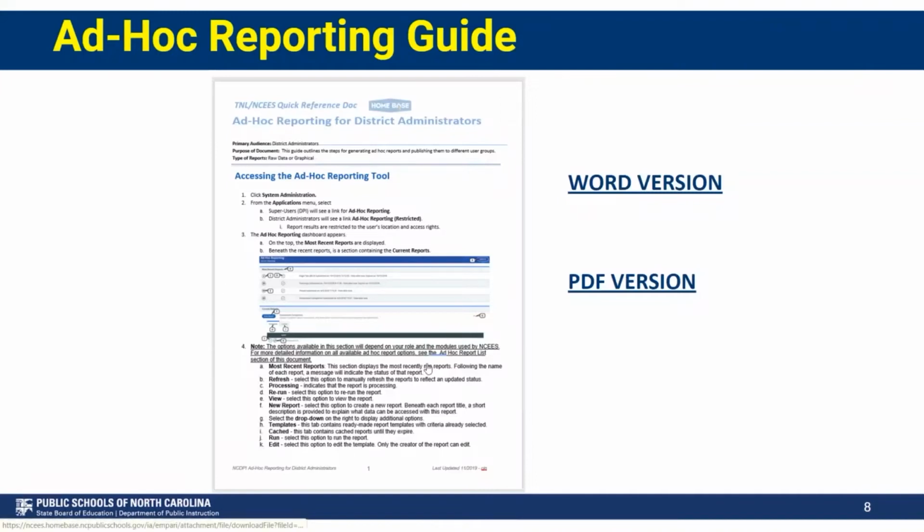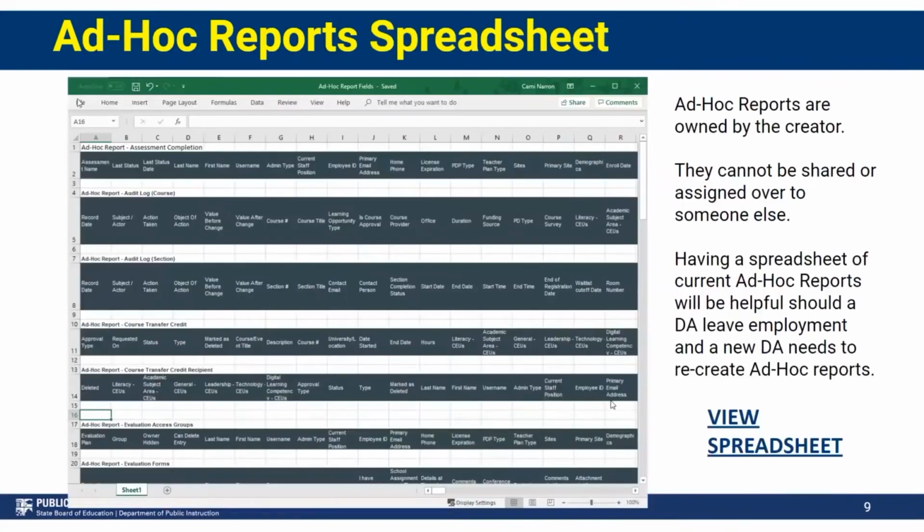On your slide, I've put your help guide. This is also under the help guides tab in NCEES, under the reporting container, the ad hoc reporting container. I did want to show you this. If you have people that are dedicated to doing reports, and they're going to be building out ad hoc reports for your schools, for your district, those reports are owned by the creator. They cannot be shared to someone else or assigned over to anyone else. So if that person is leaving, you're going to need a way for your new person to rebuild those reports.